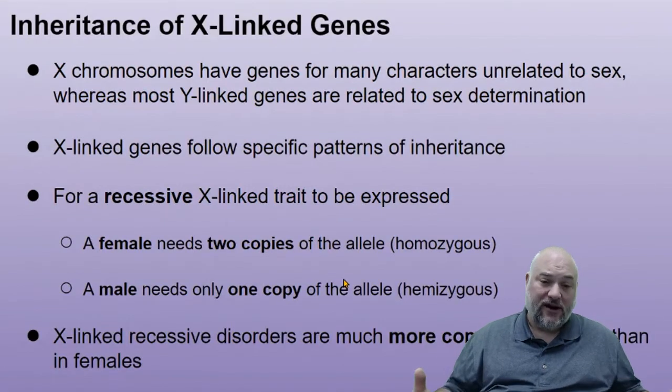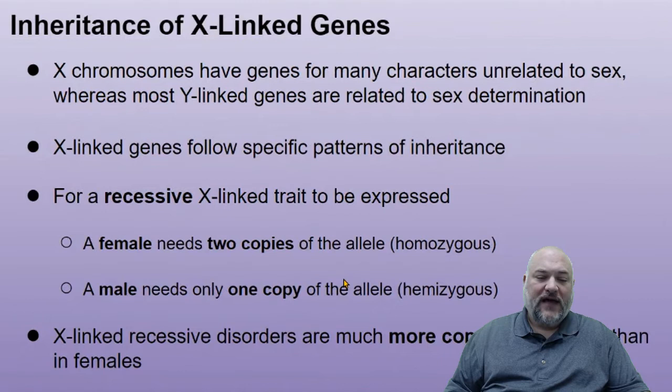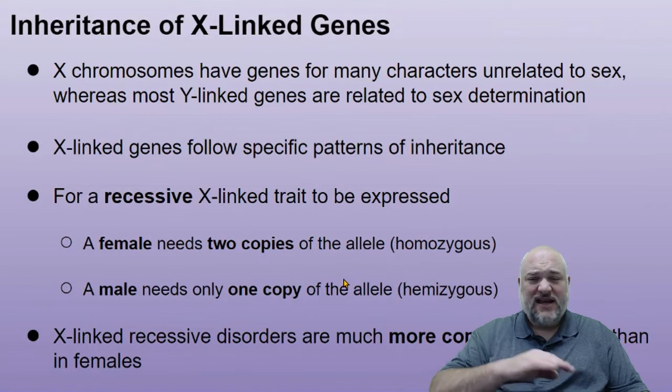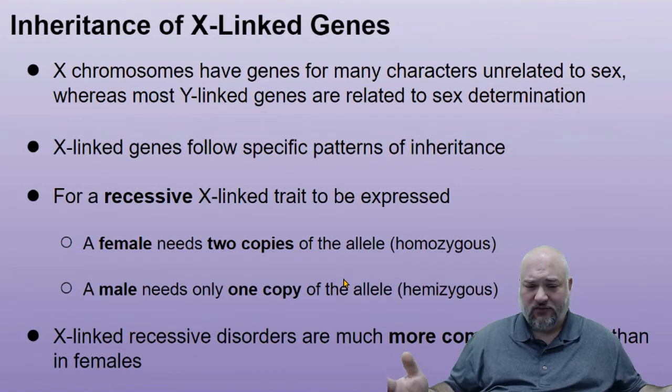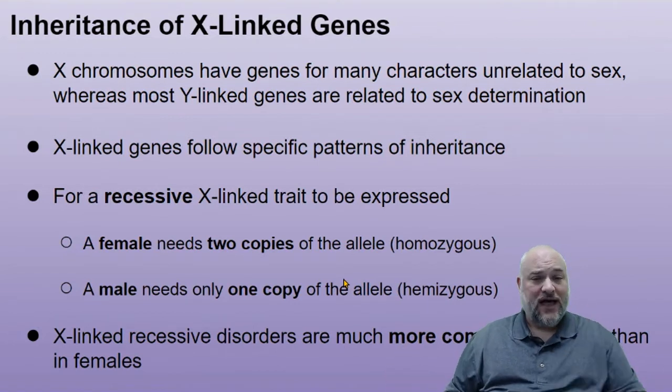So how are these inherited? Okay. X-linked genes follow specific patterns of inheritance. For a recessive X-linked trait to be expressed, a female needs 2 copies of the allele to be homozygous, just like anything else, right? Because you have 2 of them, it behaves like any other autosome would. A male only needs 1 copy, though.